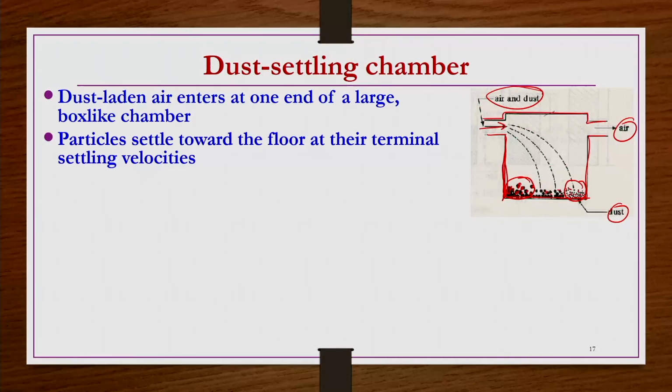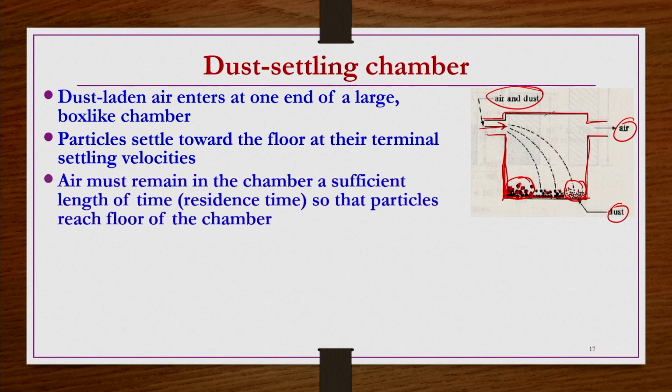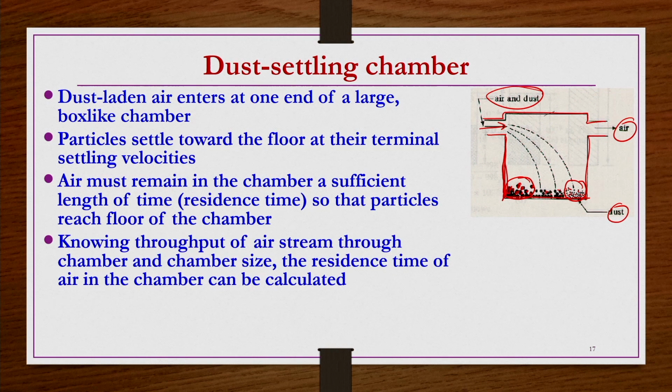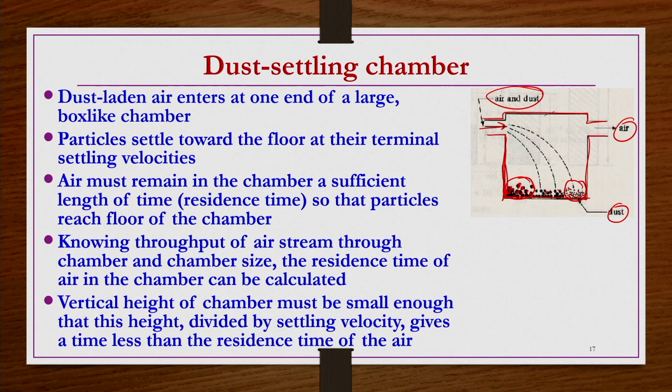Particles settle toward the floor at their terminal settling velocities. Air must remain in the chamber a sufficient length of time, that is known as the residence time, so that particles reach the floor of the chamber. Knowing the throughput of the air stream through the chamber and the chamber size, the residence time of air in the chamber can be calculated. The vertical height of the chamber must be small enough that this height divided by the settling velocity gives a time less than the residence time of the air.